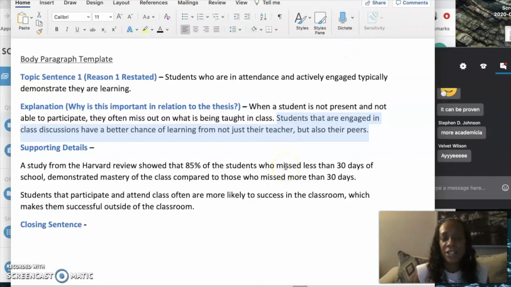Students that are engaged in class discussions have a better chance of learning from not just their teacher, but also their peers. Students that participate and attend class often are more likely to succeed in the classroom, which makes them successful outside of the classroom. A study from the Harvard Review showed that 85% of the students who miss less than 30 days of school demonstrated mastery of the class compared to those who miss more than 30 days.